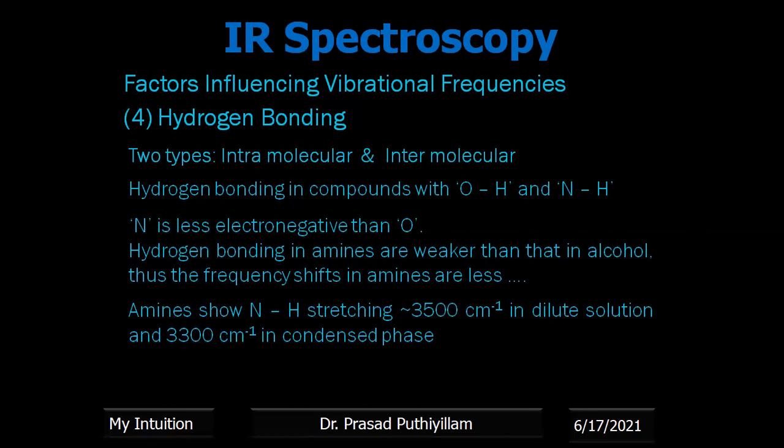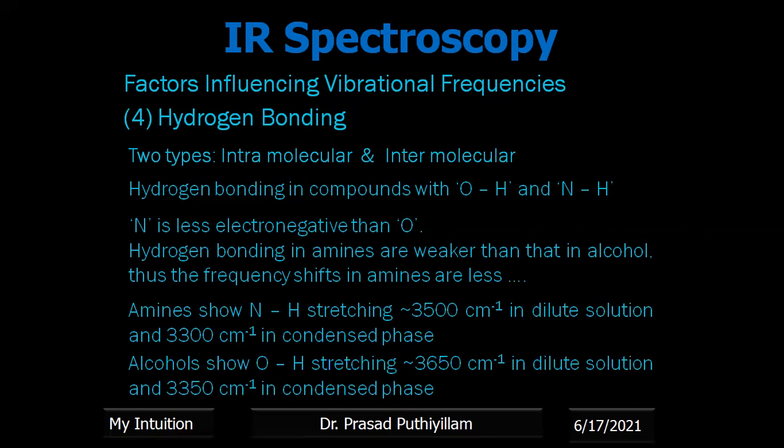Amines show NH stretching around 3500 cm⁻¹ in dilute solution and 3300 cm⁻¹ in the condensed phase. That means more concentrated, less solvent present, or it becomes almost solid state. Alcohol shows an OH stretching frequency of around 3650 cm⁻¹ in dilute solution and 3350 cm⁻¹ in the condensed phase.